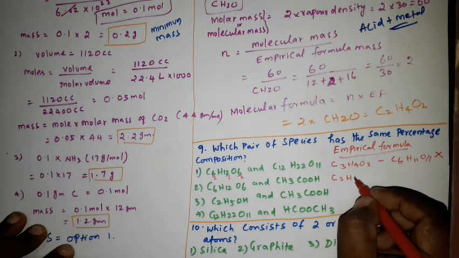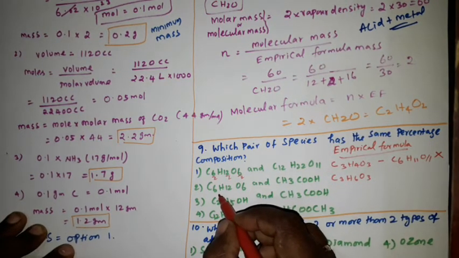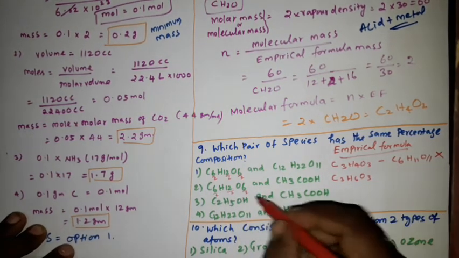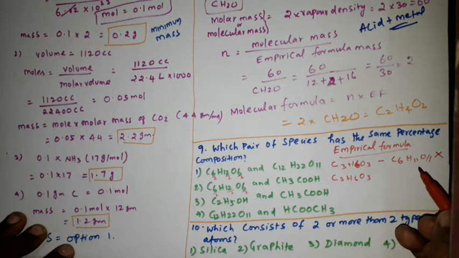C3H6, then O3. C3 divided by 2. C3H6O. Here also H6 will come. First one, H6 will come. So this is the wrong answer.